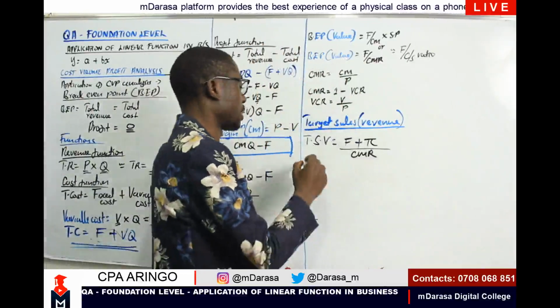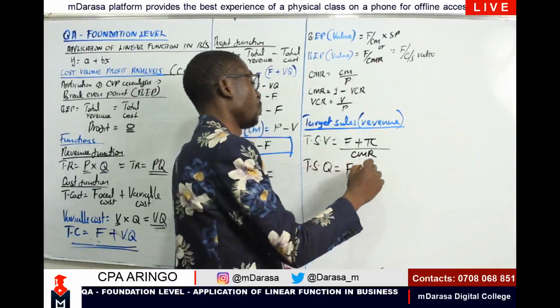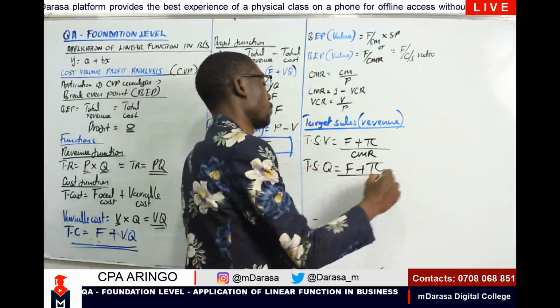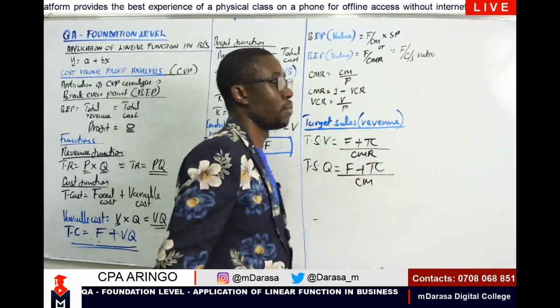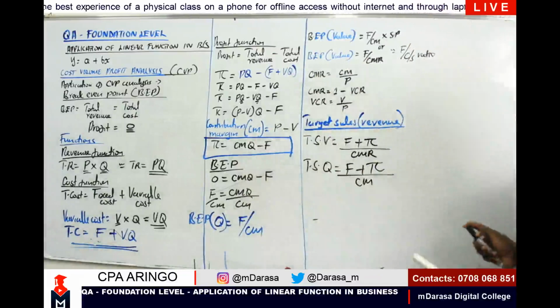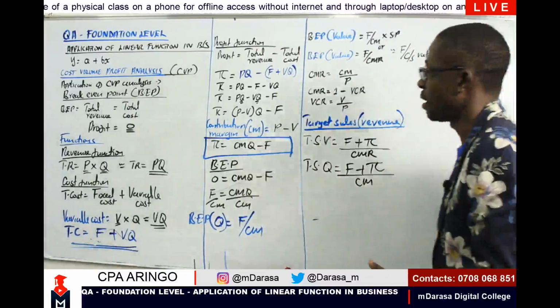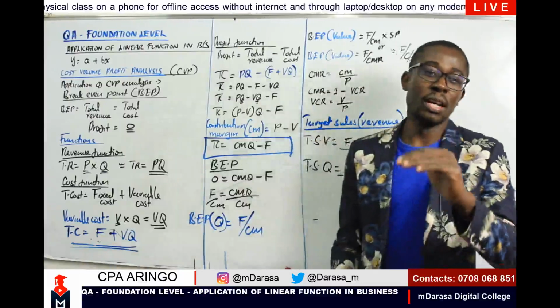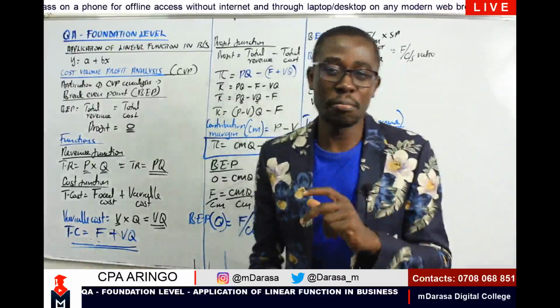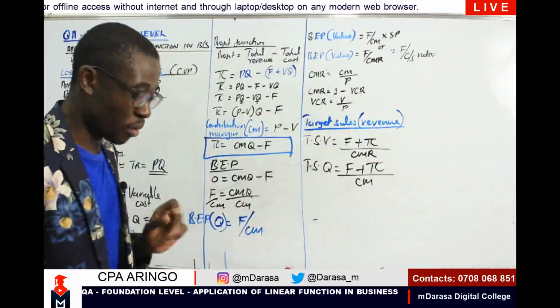What about our target sales in units, target sales in quantity? Very simple. Fixed cost plus profit, we divide by CM, only contribution margin. So this is what you are supposed to understand when it comes to the CVP equations. They are usually very simple if you follow them step by step, and we've looked at these steps one by one.